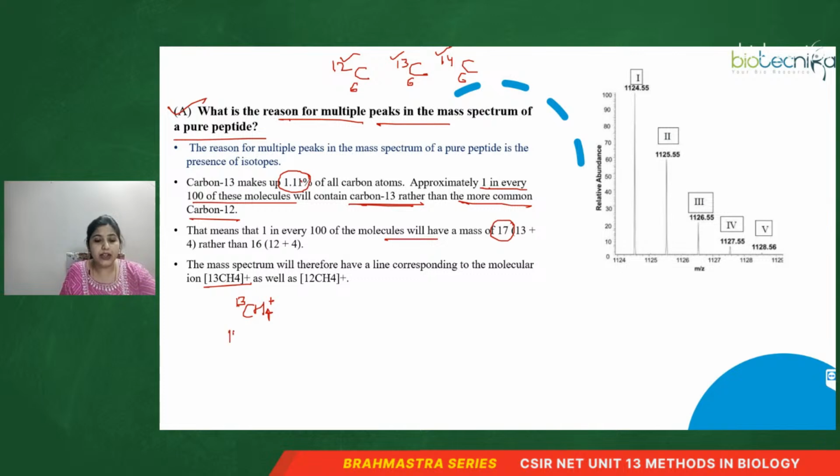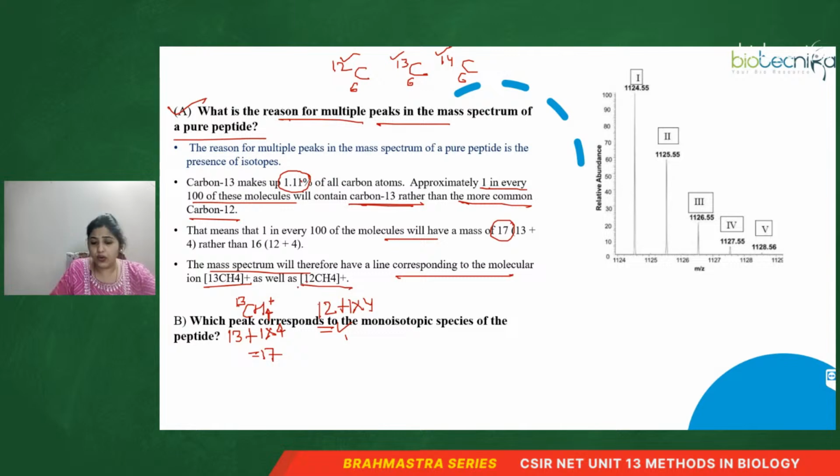How 17? Mass of carbon 13 plus mass of hydrogen 1, and since 4 hydrogens are there, that totals 17. And then if you consider carbon 12, its mass is 12, and again hydrogen 1, so 4 hydrogens are there, so that is 16. So the mass spectrum will therefore have a line corresponding to the molecular ion for both, and therefore you are getting multiple peaks here, of carbon 13 also, carbon 12 also.